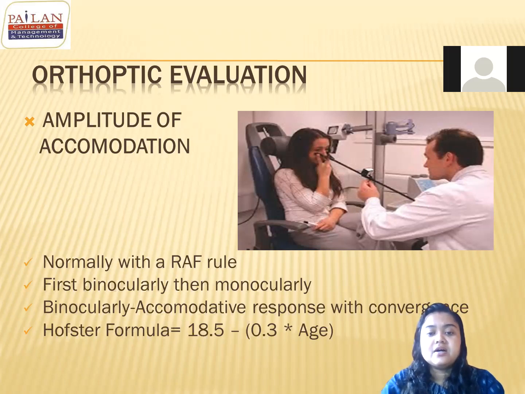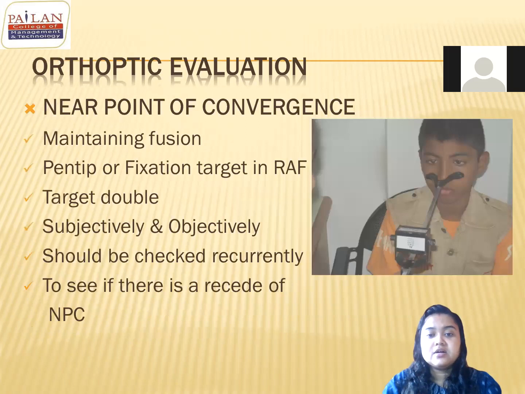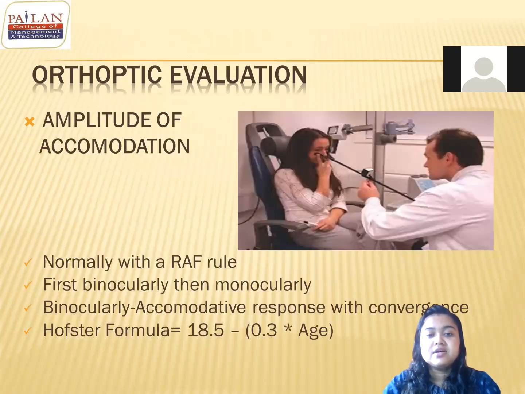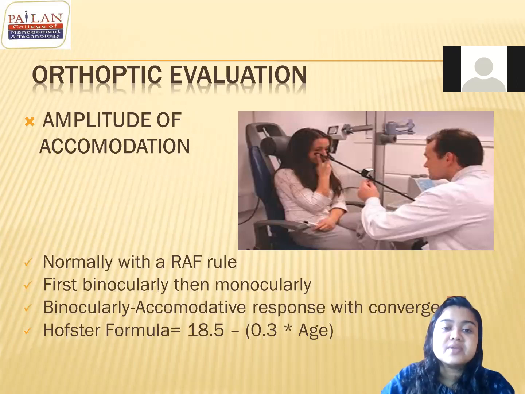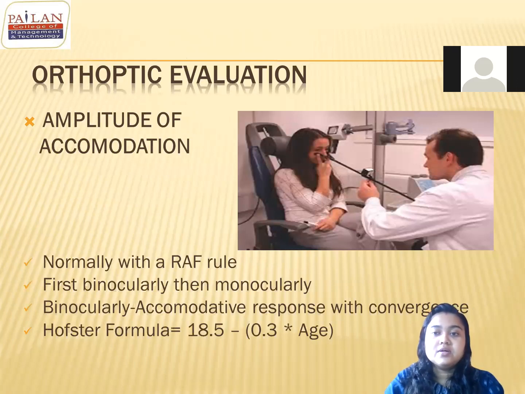We give a target for measurement of amplitude of accommodation. Slowly this target is brought towards the patient from the examiner's side. Slowly we move the target towards the patient's nose. Once the patient reports the first sustained blur, that is the point we note down as the amplitude of accommodation, right?